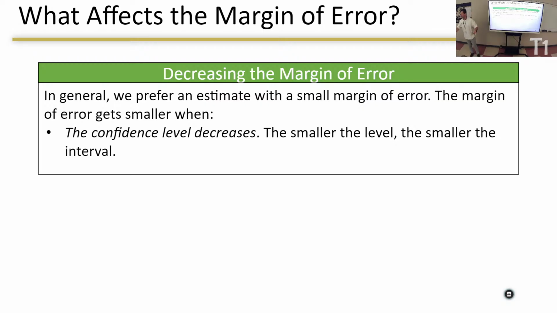Remember what we did, guys? We did this over and over and over again. If I'm going to capture the true proportion more times, I've got to make the interval wider. So the level and the interval go hand in hand. If you increase one, the other increases. If you decrease one, the other decreases.